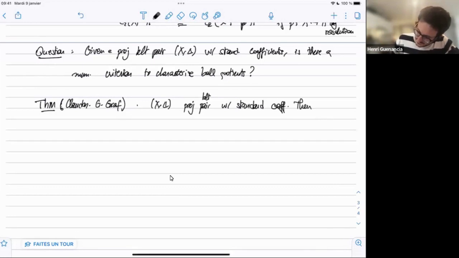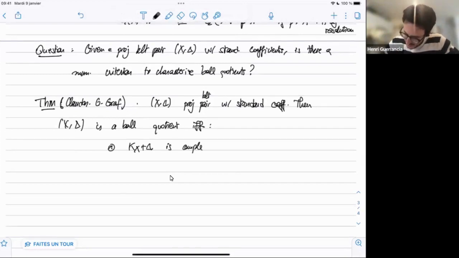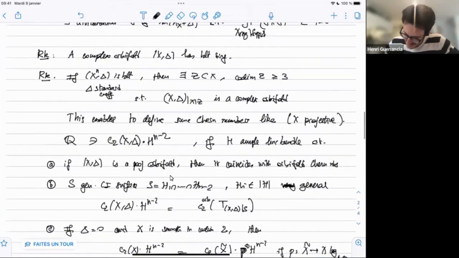Then X-delta is a ball quotient if and only if two things happen, just as in the smooth case. First of all, we want K_X plus delta to be ample. You remember, maybe I can move a little bit further up in the text.